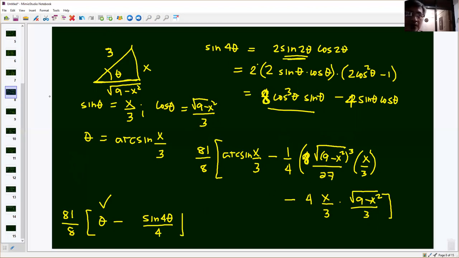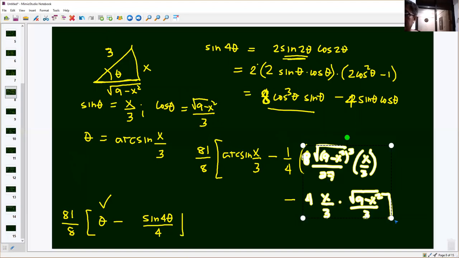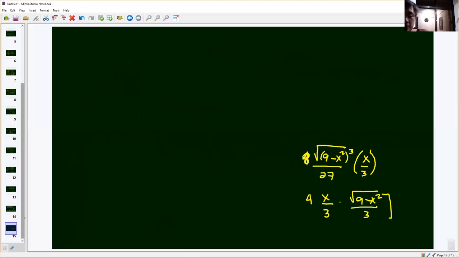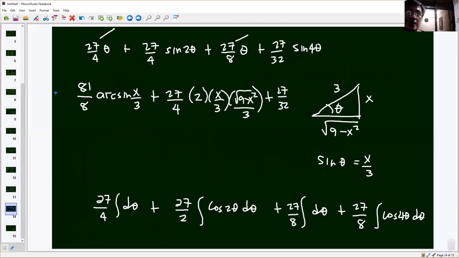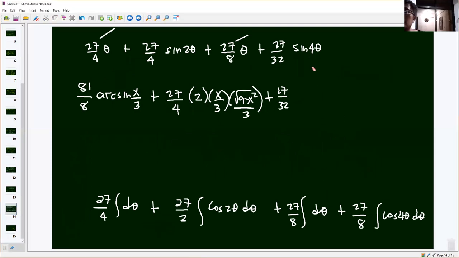Ang kopya. Yan ang kagandahan ng tinatawag na copy-paste. Lagay ko rito. Yan. Then, ilagay natin ulit. Tanggalin ko na yung triangle. Sine 4 theta. So, we have sine 4 theta. Then, copy natin dito.